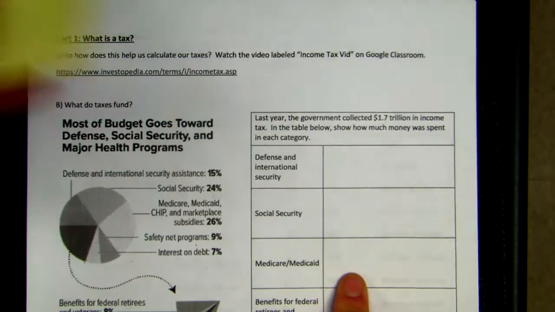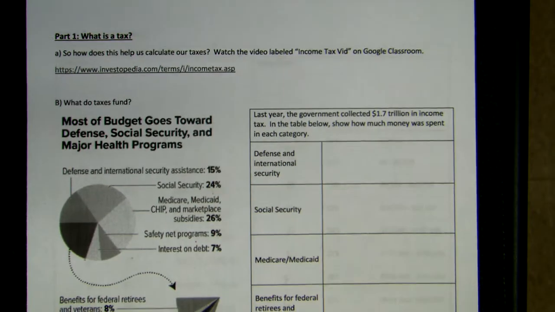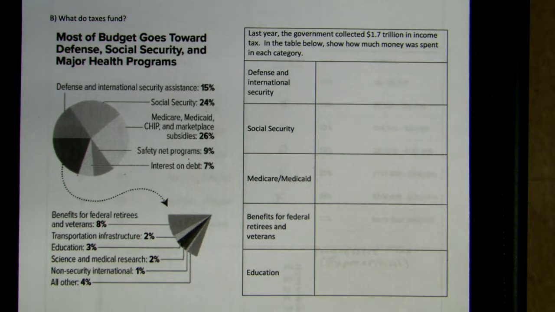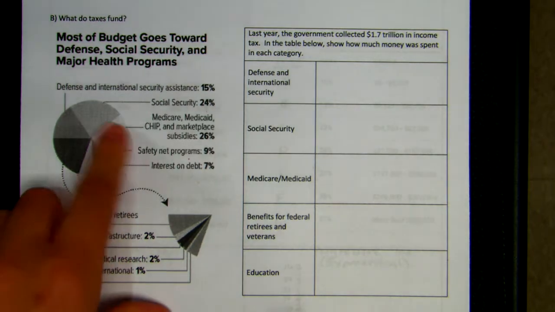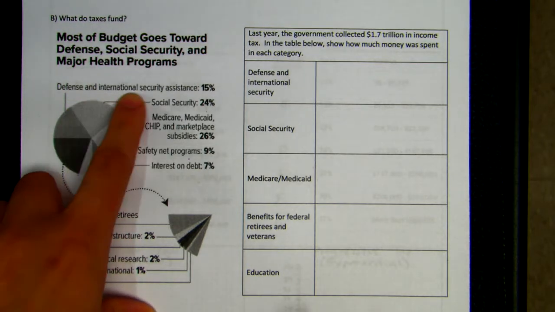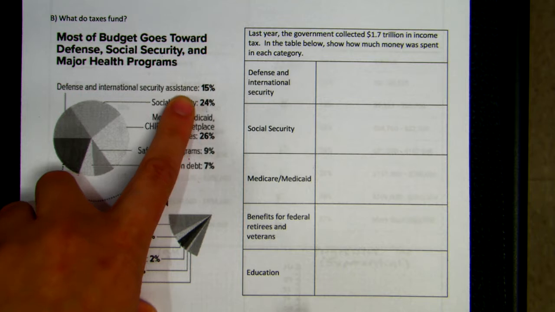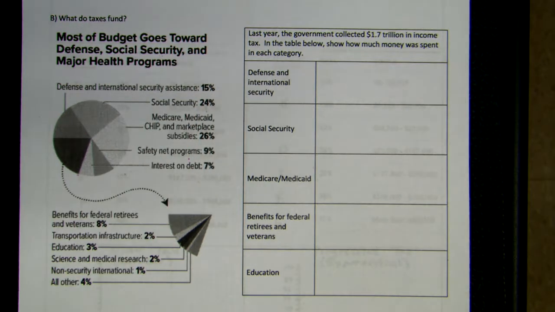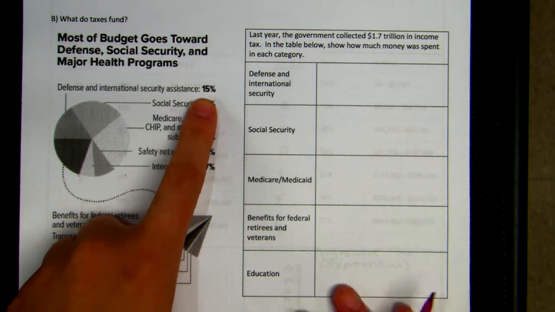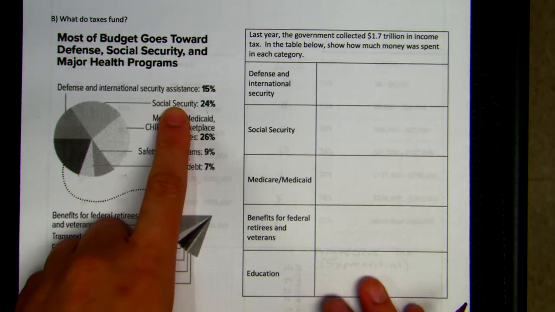Okay, now that you're back, we see that income tax is a percentage of everyone's income, and it is paid to the federal government to pay for some really important support systems and structures. Okay, so these are the things that income tax goes to. It goes to defense and international security assistance. So this is essentially the Army, the Navy, any branch of the military, and U.S. defense. The next one is Social Security.